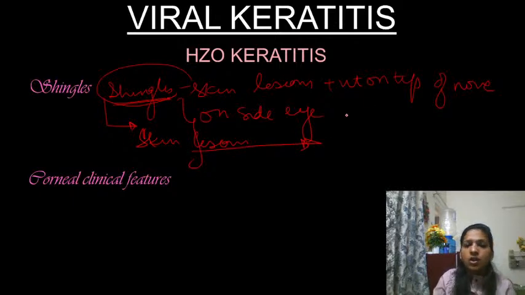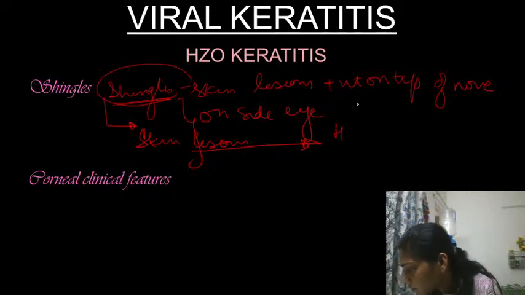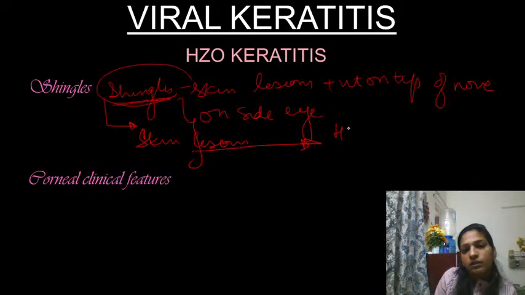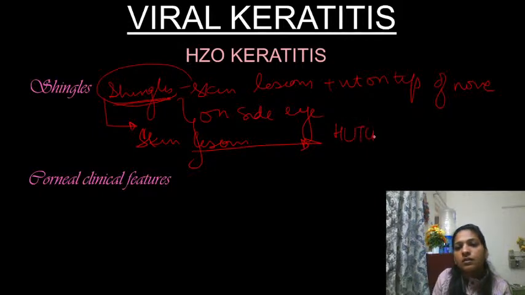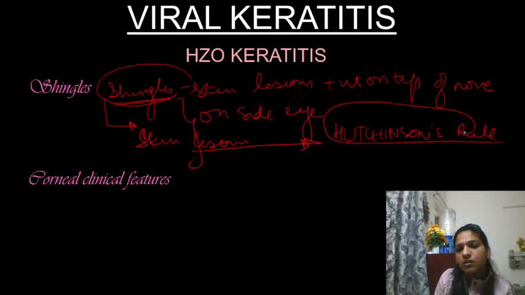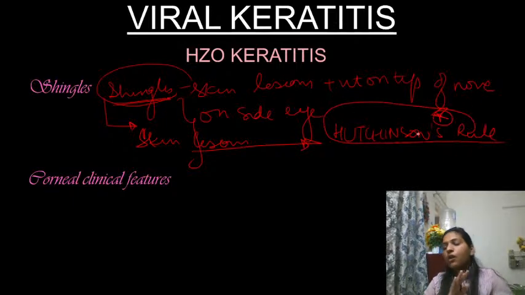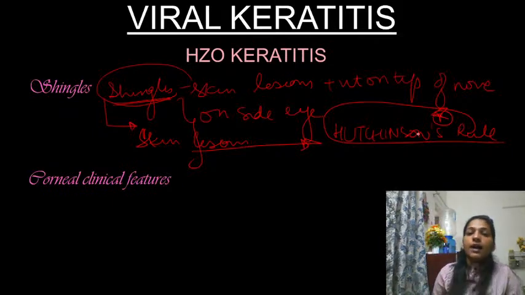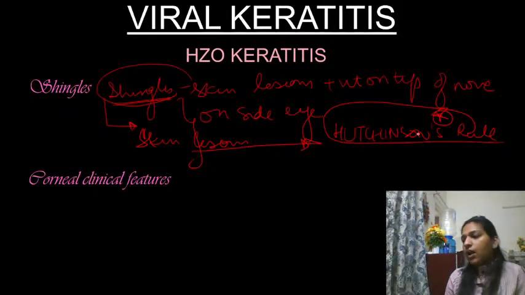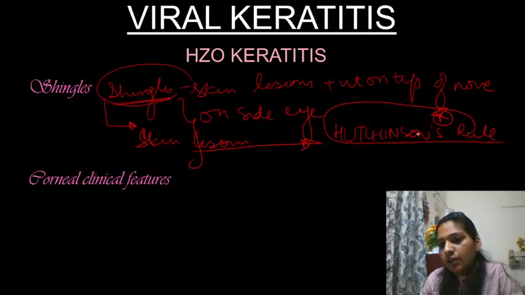So there is one rule which governs these lesions. Can anyone tell me the rule? What is the name of that rule? It is Hutchinson's rule. Now you have to tell me the nerve which is involved in Hutchinson's rule. Yes, Hutchinson's sign or Hutchinson's rule, you can say that. I have already told you the name of that nerve. Come on people, now you have to tell me.